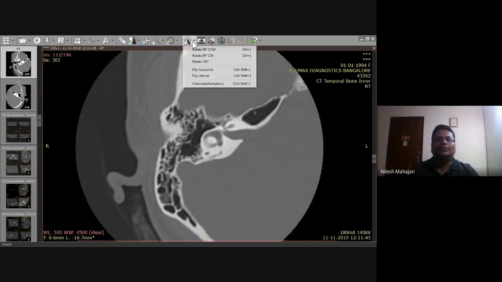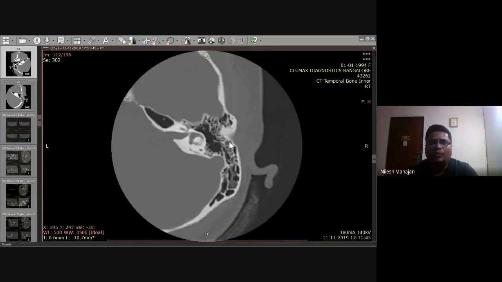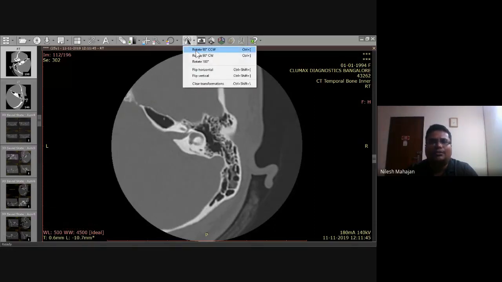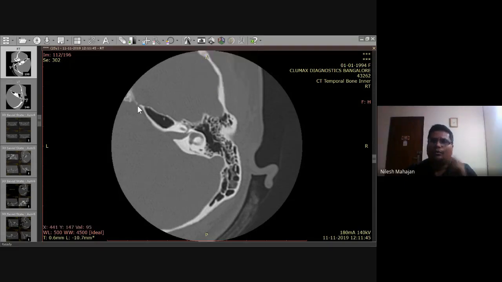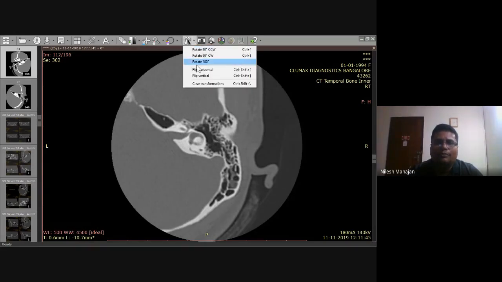Next is transformation. Transformation means suppose if you want to rotate your plane by 90 degrees counterclockwise or clockwise, you can rotate. You can rotate by 180 degrees. You can flip it horizontally. If I flip it, see it is flipped now. Still it is the right temporal bone. It is not like that if I flipped it, it became the left temporal bone. I told you why, because if you see these annotations, now the left side is this and this is the right side. So this is still the right temporal bone, though we have flipped it.